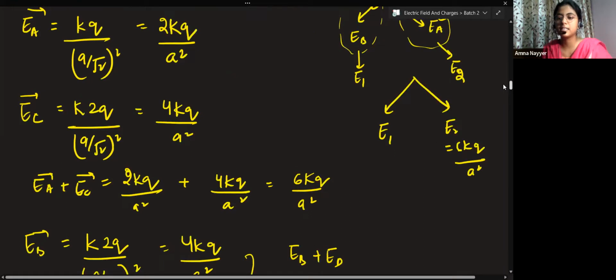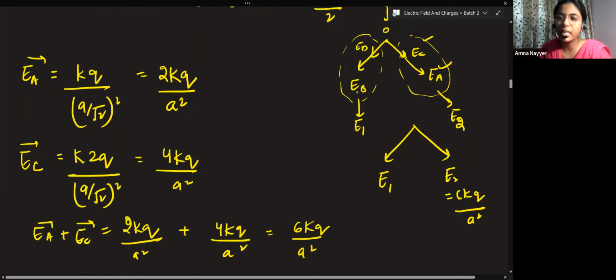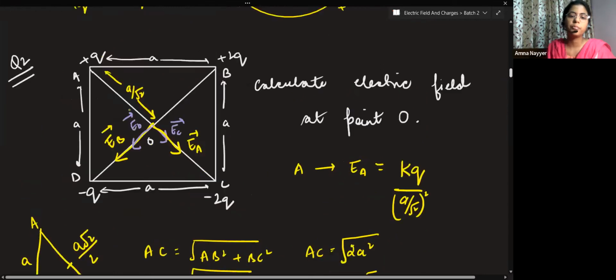E1 means this. ED we know, EB we know, we added them, we saw what was E1. So E1 is 6KQ divided by A square. So E1 we know, E2 we know. Now regarding these angles between them, we have a common electric field E1, we have a common electric field E2.